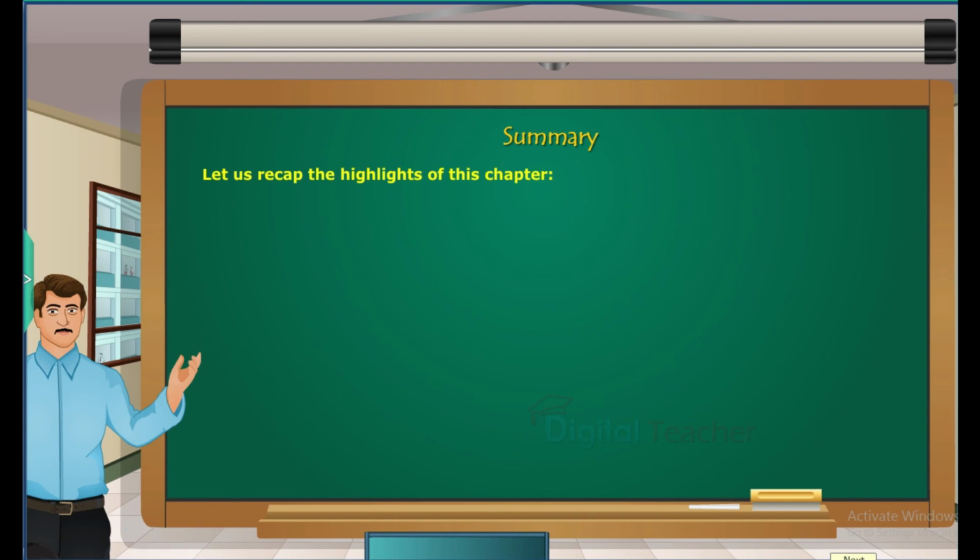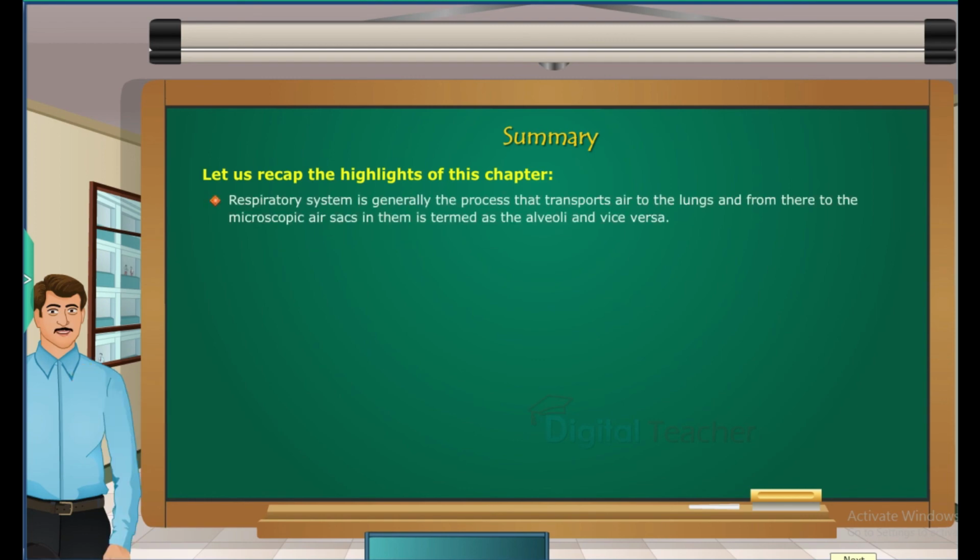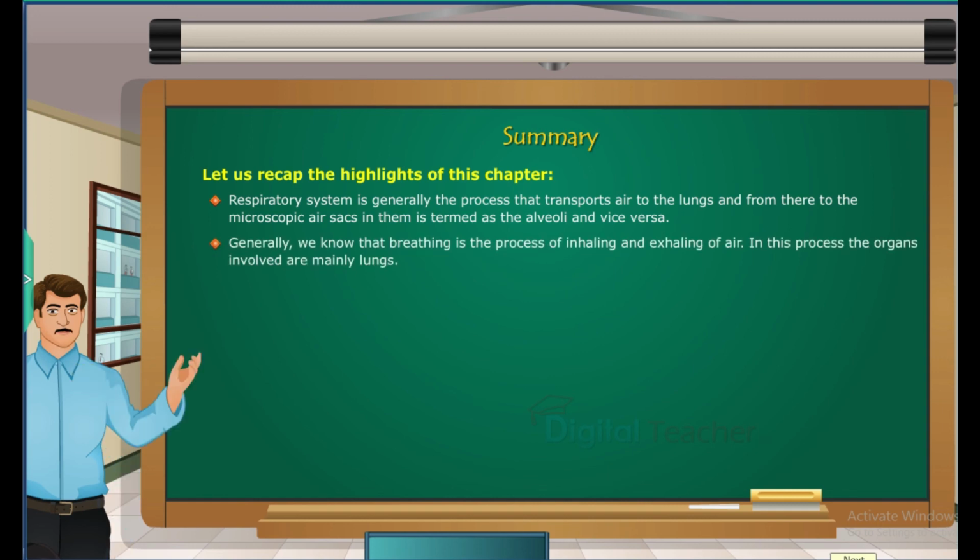Let us recap the highlights of this chapter. The respiratory system is generally the process that transports air to the lungs and from there to the microscopic air sacs in them, termed the alveoli, and vice versa. Generally, we know that breathing is the process of inhaling and exhaling of air. In this process, the organs involved are mainly the lungs.